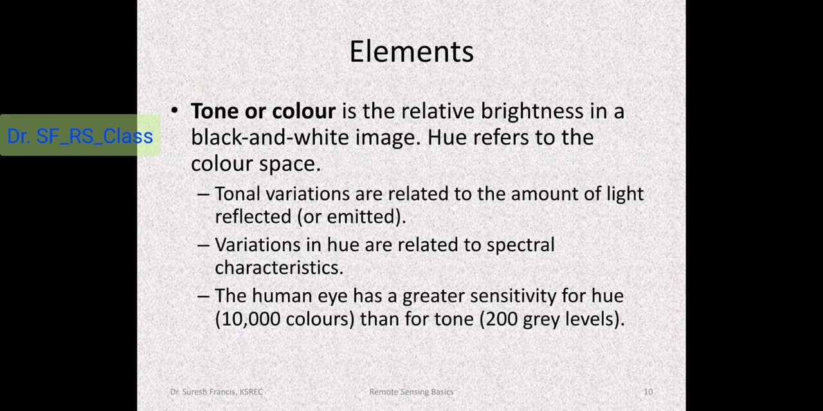And the human eye has greater sensitivity for hue. It can identify around 10,000 colors. But in the case of tone, or gray shades, it can identify only up to 200 gray shades. So with color space you will have more capability, and you can identify more shades compared to the gray levels.